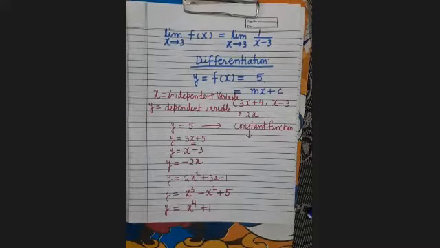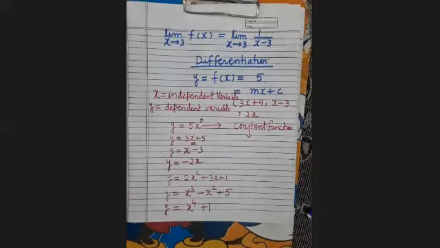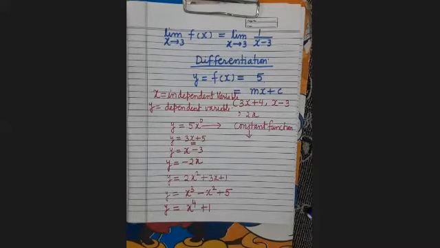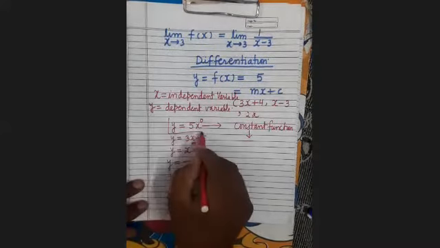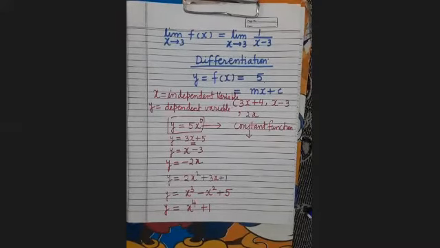How will you write this in the form of x? It can be written as x to the power 0. Anything with power 0 has the value 1. It's clear? So this is a constant function. And why do we call it a constant function?